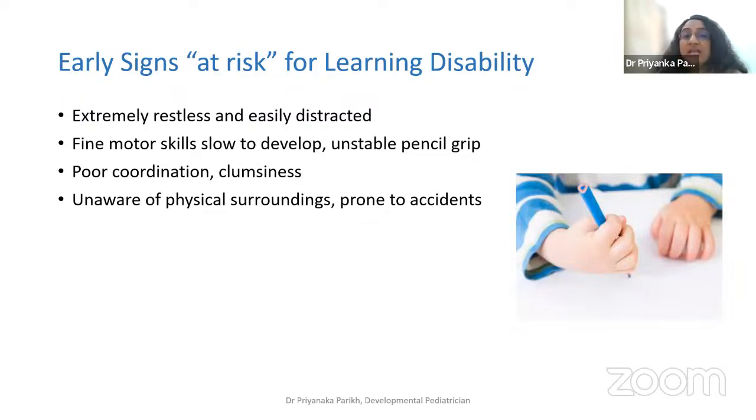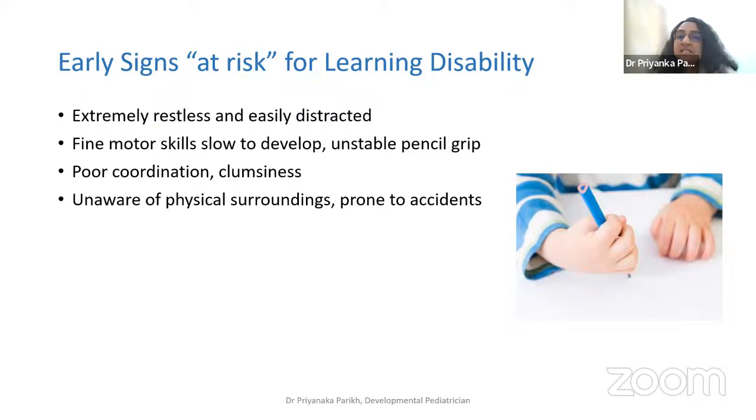We also see fine motor skills which are slow to develop. So it could be like an unstable pencil grip, or the other fine motor activities like buttoning, unbuttoning, use of scissors, coloring within the lines, beads. These all could be difficult for the child. We do also see poor coordination, a child who tends to be clumsy, not aware of the physical surroundings, and again prone to injuries and accidents.